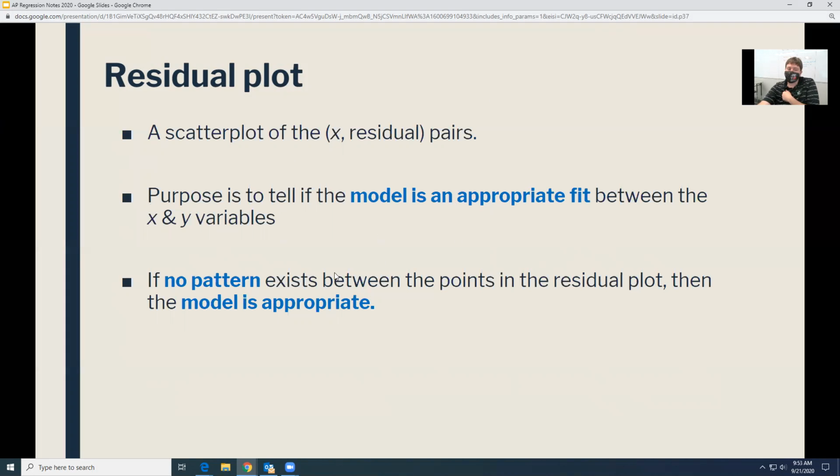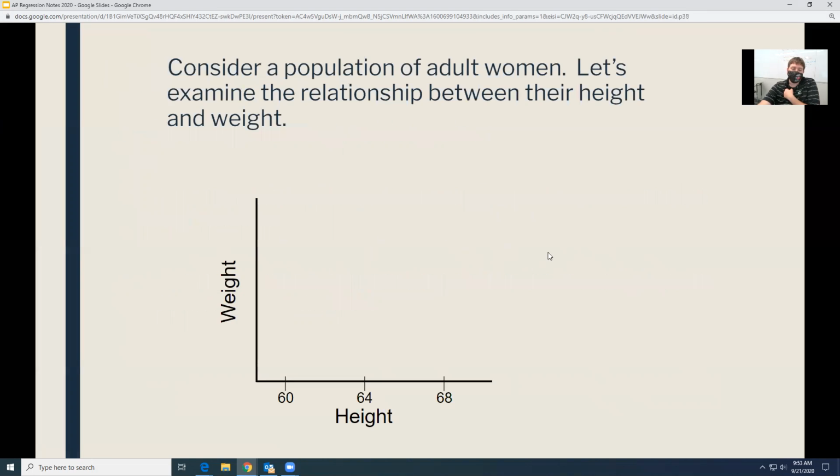Again, the purpose behind this residual plot is to see if the model that you're designing is actually an appropriate fit. All right, so you guys are becoming, like I said, good statisticians before your eyes. So we're going to go through an example here. Consider a population of adult women. We examine the relationship between their height and their weight.